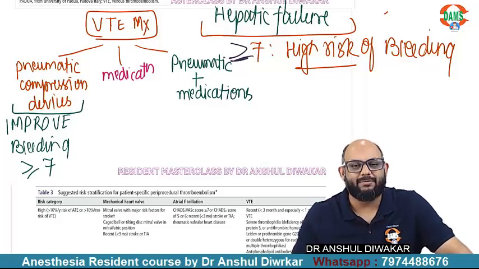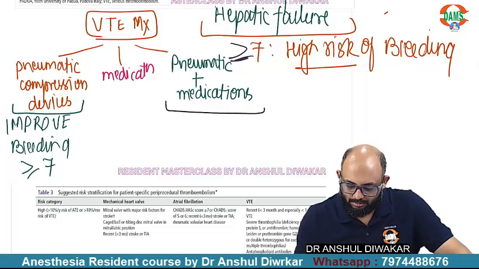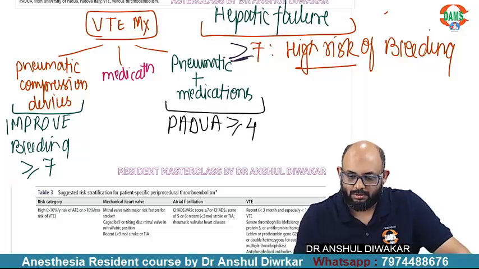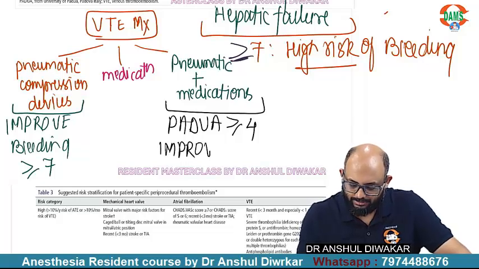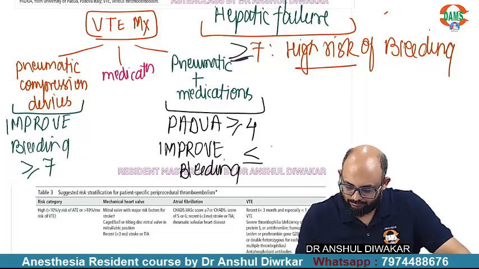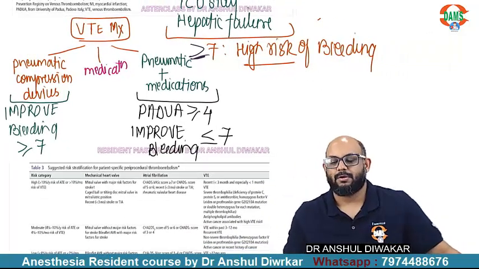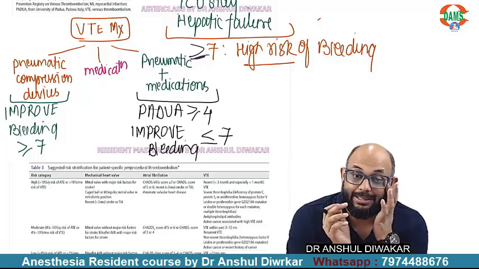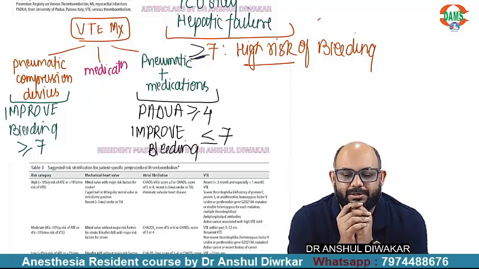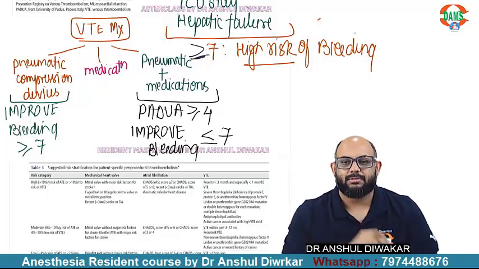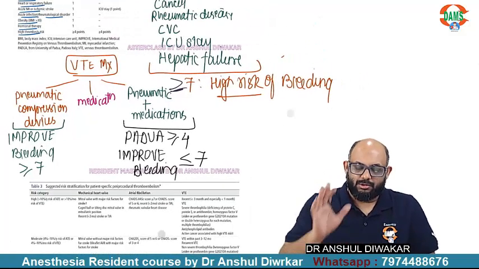You would want to avoid VTE. When you have Padua more than 4 and you have improve bleeding less than 7, then you will go for both. Pharmacological VTE prophylaxis along with, of course, pneumatic compression devices. All right. So this is the concept.